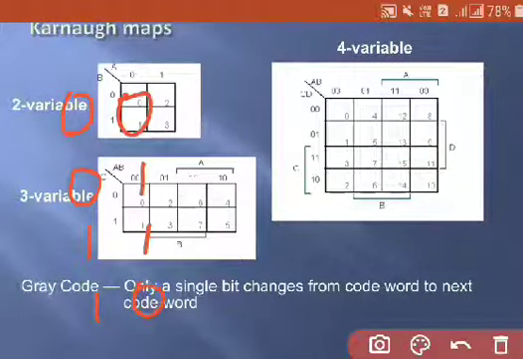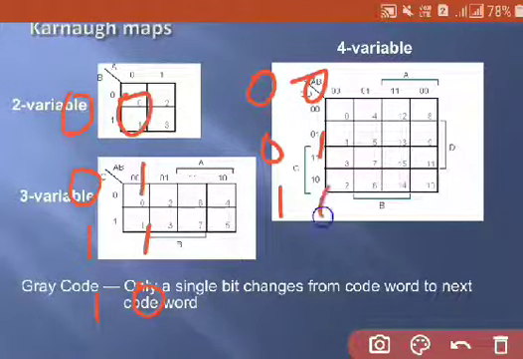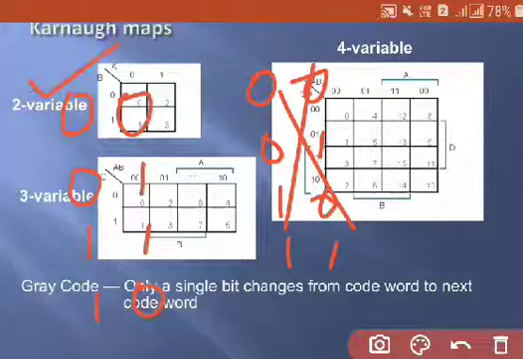So for drawing the K-maps for a given number of input variables, we need to follow its corresponding gray code. We will be following this gray code, not binary code, which is nothing but 0 0, 0 1, 1 0, 1 1, like that. So we will be following gray code for drawing the K-maps. Remember this, in gray code only a single bit will be changing from one code word to the next code word. That you need to remember.